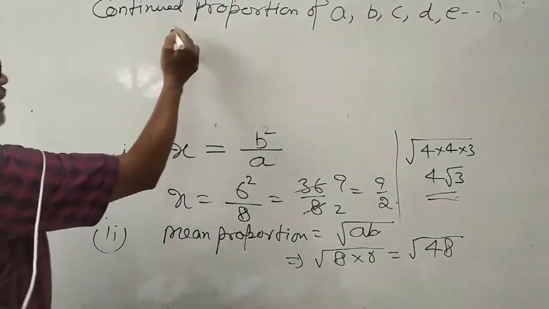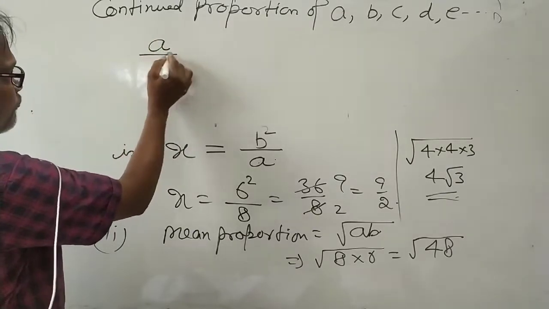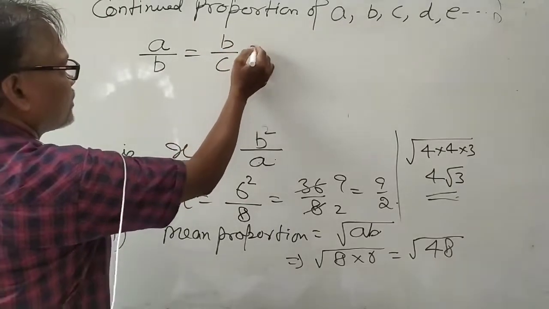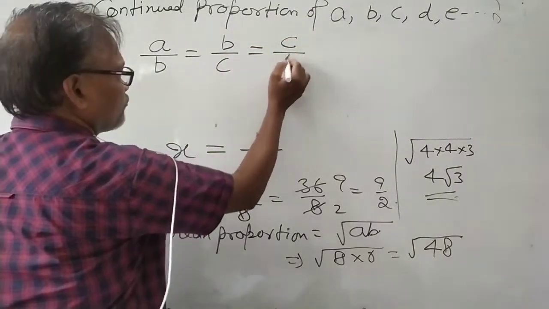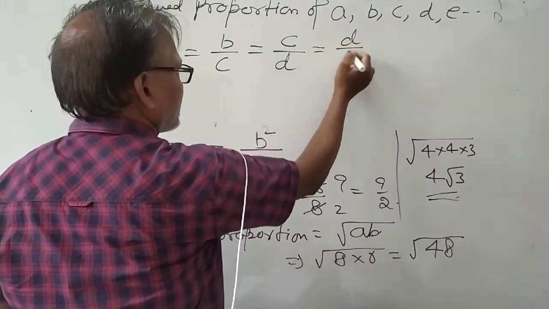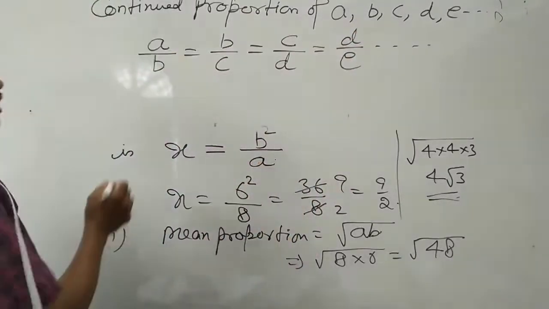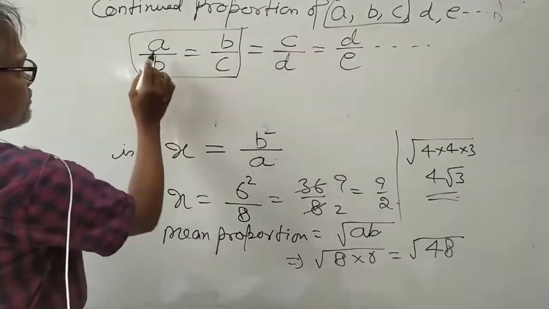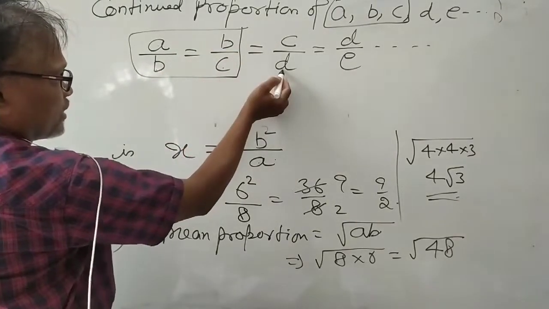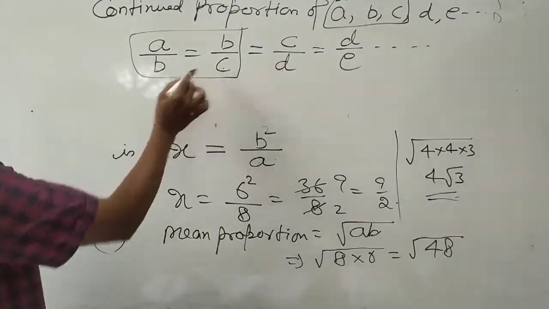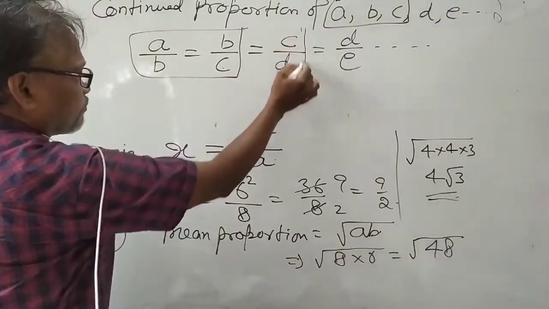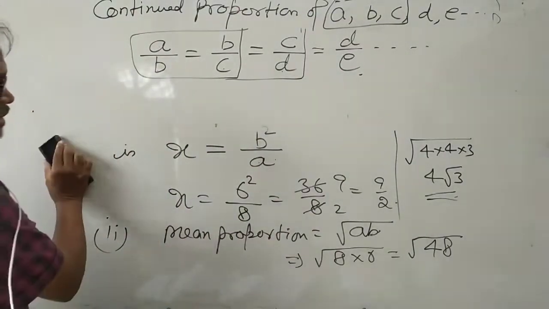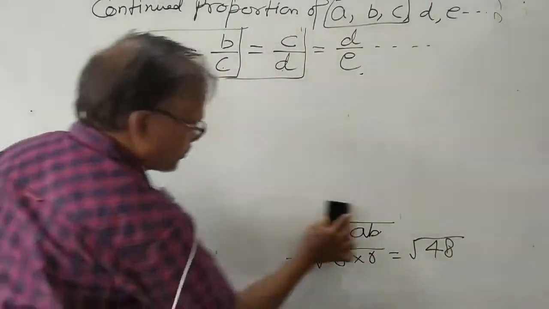So for the continued proportion, just start from A: first number divided by second number is equal to second number divided by third number is equal to third number divided by fourth number, divided by fifth number and so on. If you have only 3 numbers, suppose A, B, C, stop here, because A upon B is equal to B upon C. Now D is not there, so there is no point in writing C upon D; go up to here. If you have 4 numbers, then up to here you have to write. If you have 5 numbers, then up to here. By this way you can write it. This is the continued proportion.